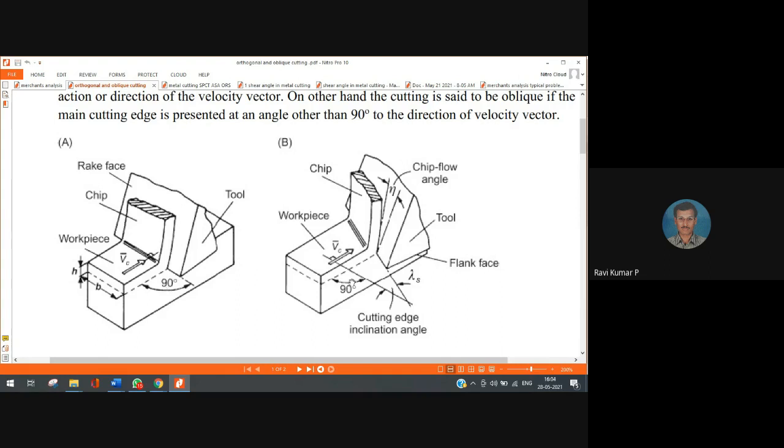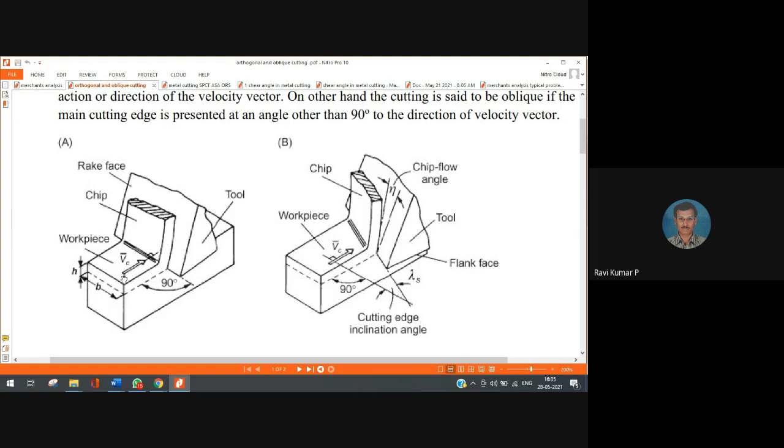orthogonal cutting. On the other hand, look, cutting velocity vector and this is the cutting edge. So look at the angle between these two. If it is something other than 90 degrees, 90 came here, but my edge is somewhere here, right? So I have got some extra angle or a lesser angle. Either way it can happen. So that is called, actually this is called as the cutting edge inclination angle.